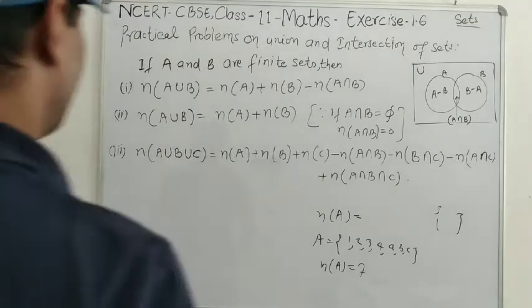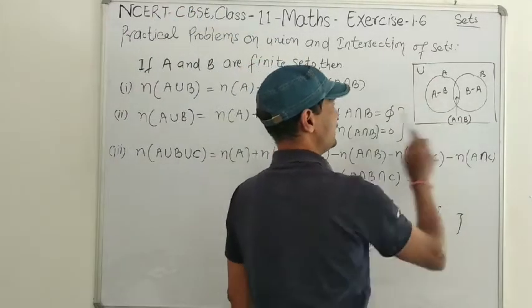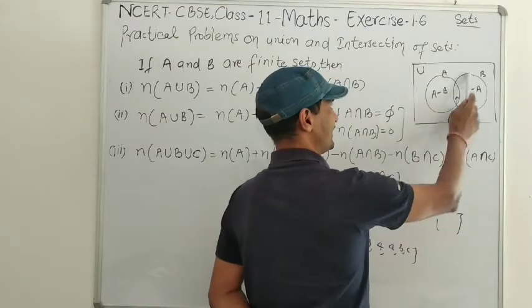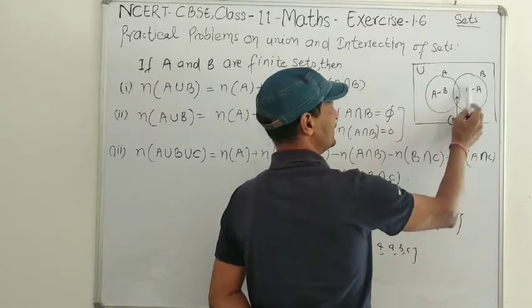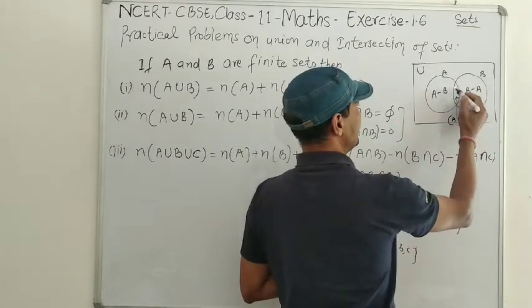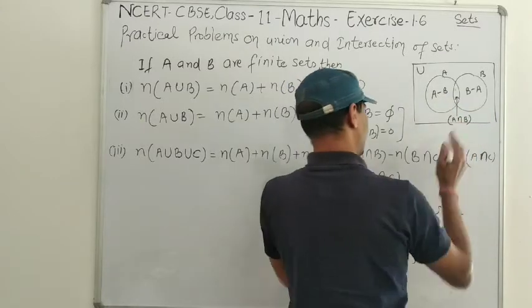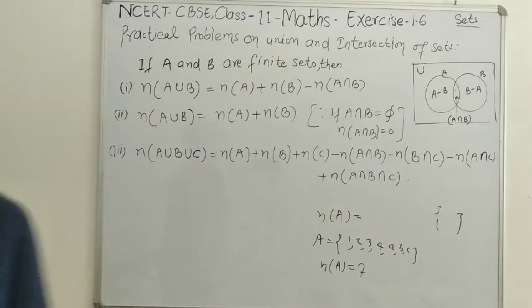And by the Venn diagram, how to denote this? If there are two sets, this is the universal set, the first set is A, the second set is B. This portion is known as A minus B, that portion is B minus A, and this common part is known as A intersection B. So it is the Venn diagram.